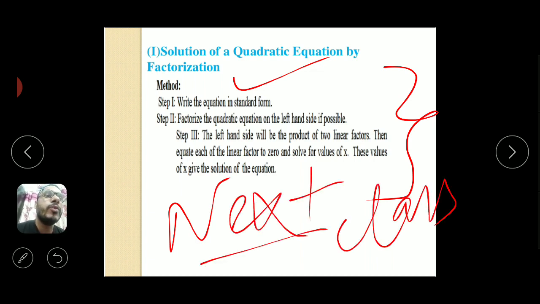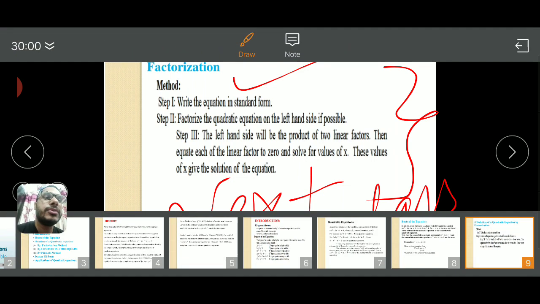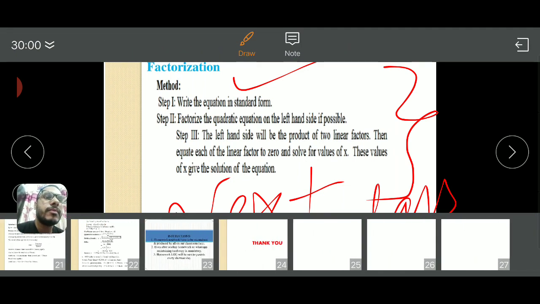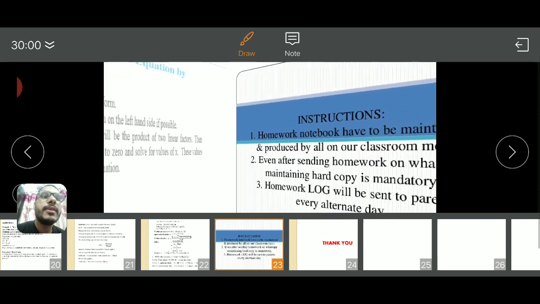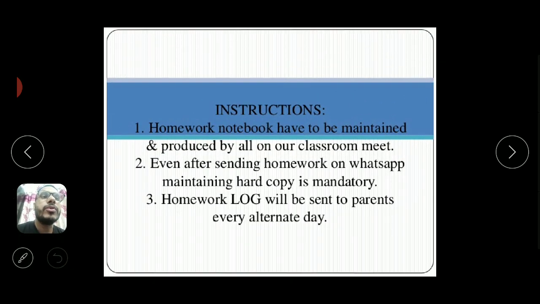For your homework, just make sure that you follow these instructions. The homework notebook has to be maintained and produced by all in our classroom meet, and even after sending homework on WhatsApp, maintaining a hard copy is mandatory. The first and second points go to you, and the third point, the homework log, will be sent to parents every alternate day. This will not be happening here. If you don't follow these two steps, then we'll move to the third step. We have to take action on the third step as well.